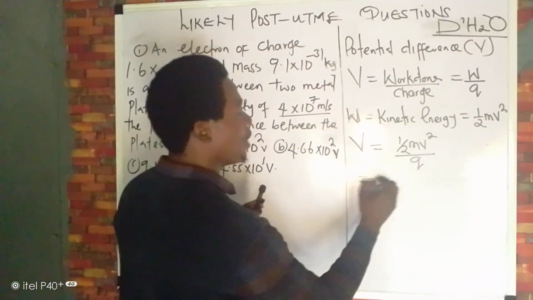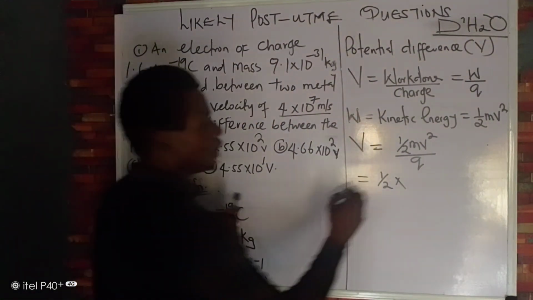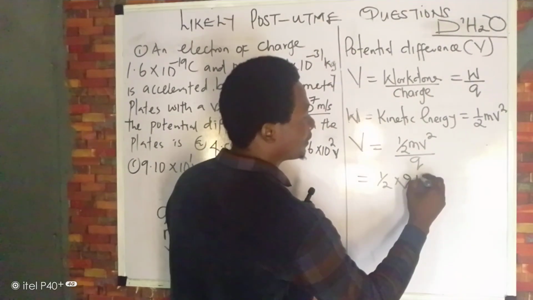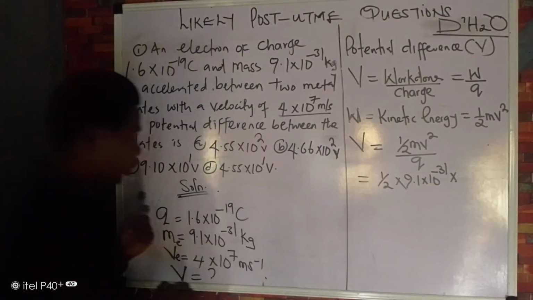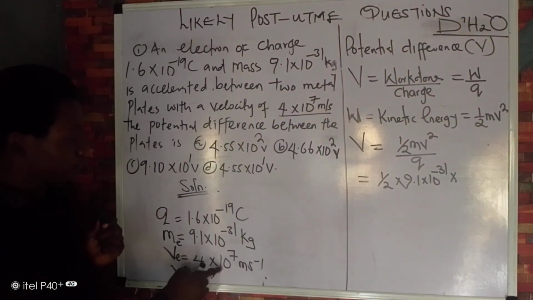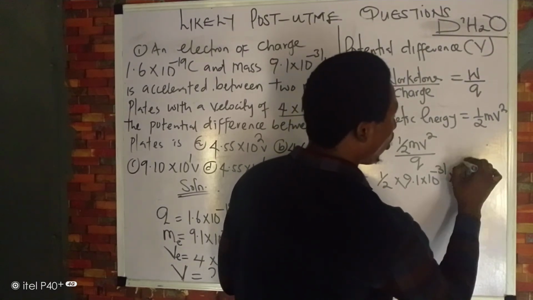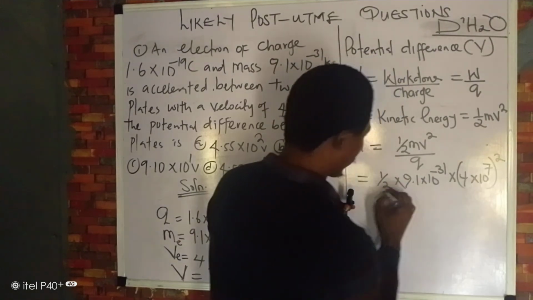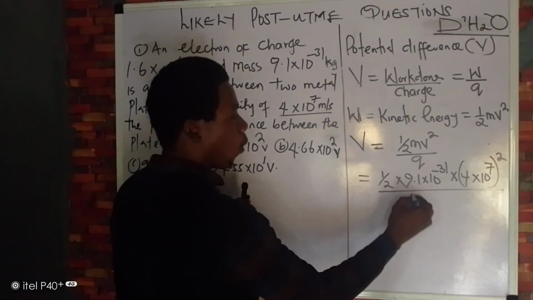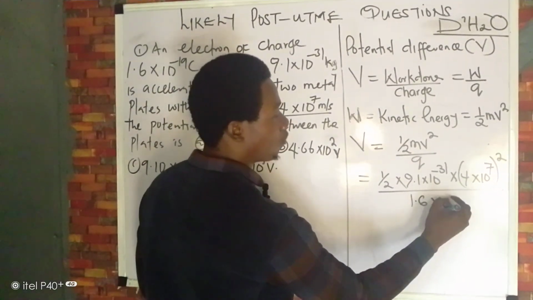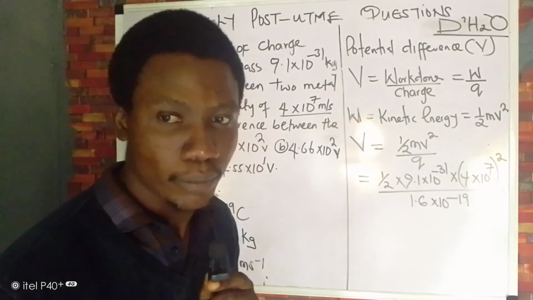So how do we do it now? We have 1 over 2 times the mass of the electron. Look at it. It is 9.1 times 10 raised to the power minus 31 times, and the speed of the electron is 4 times 10 raised to the power of 7. So you have 4 times 10 raised to the power of 7 all squared all over your charge. What's the charge of the electron? 1.6 times 10 raised to the power of what? Minus 19. So let's do it quickly.